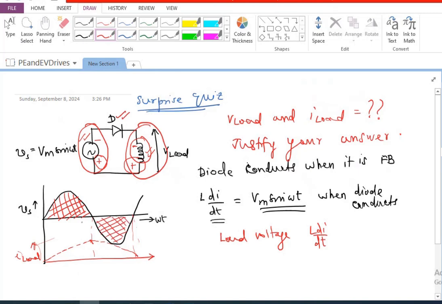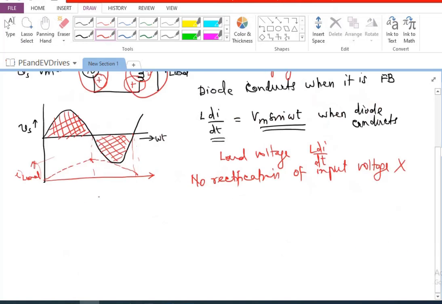So you should have both the positive half cycle as well as the negative half cycle appearing across the load. So there is no rectification. The input voltage is not going to be rectified at all. That is what it is going to be. Okay. So this is the answer for the surprise quiz question number 1.